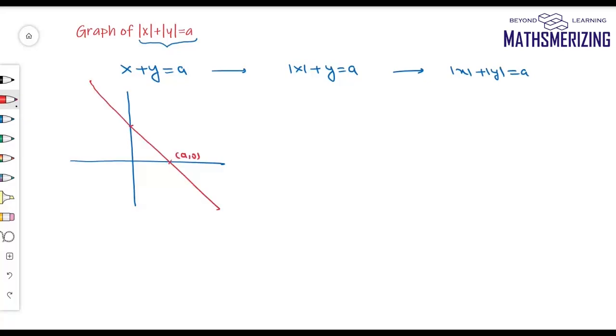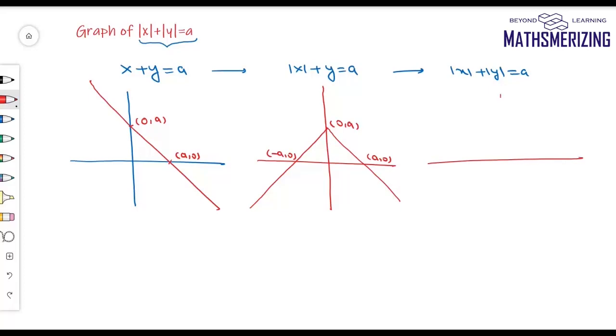I'll draw the line x plus y equals a. So this point will be a comma 0 and this point will be 0 comma a. So for mod x, I'll erase the graph from second and third quadrant, and then I'll take the reflection of right on left. Now for mod y, I'll erase the graph from third and fourth quadrant, and then I'll take the reflection of up on down.